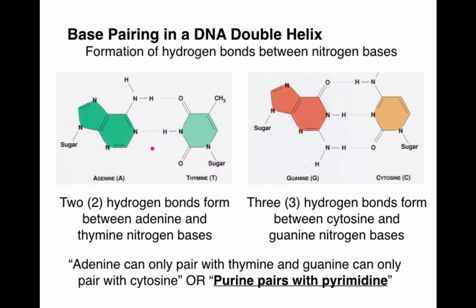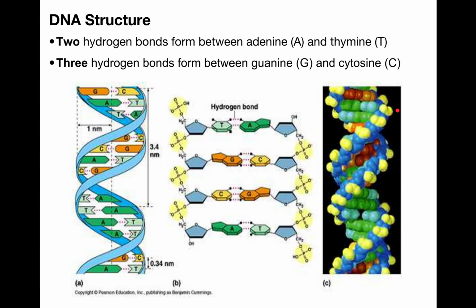But in general, what we're always going to be able to say is that adenine pairs with thymine, or a purine pairs with a pyrimidine, just like guanine, a purine, pairs with cytosine, the pyrimidine. Just one more quick look at the structure of a DNA molecule, again highlighting the hydrogen bonds, 2 hydrogen bonds between A and T base pairs, and 3 hydrogen bonds between GC base pairs.